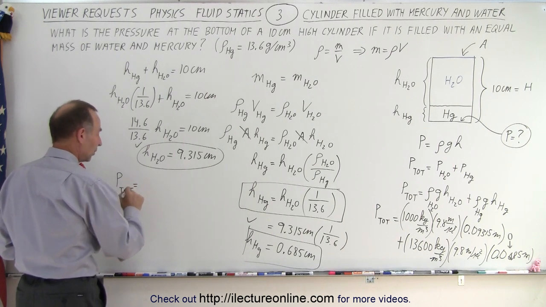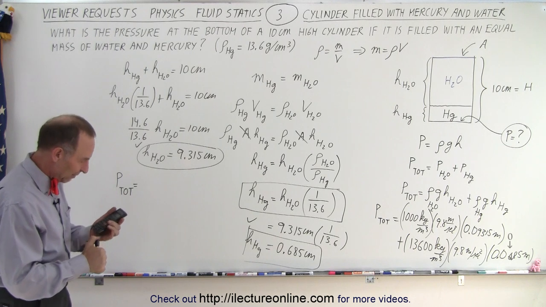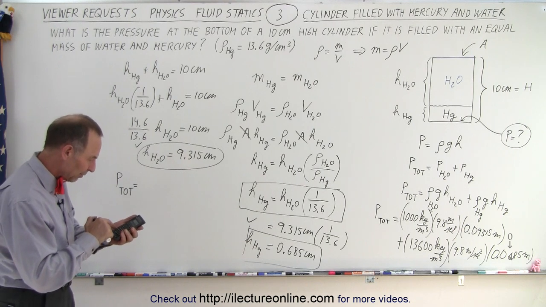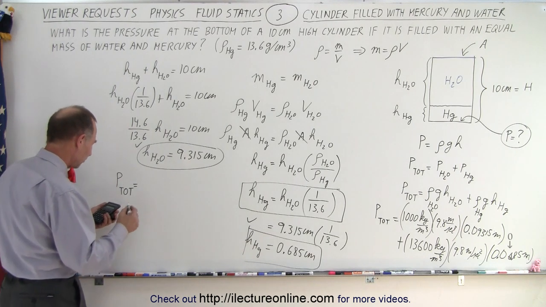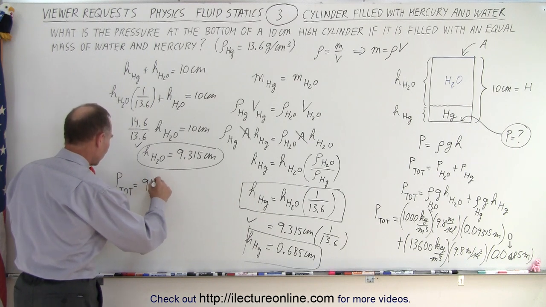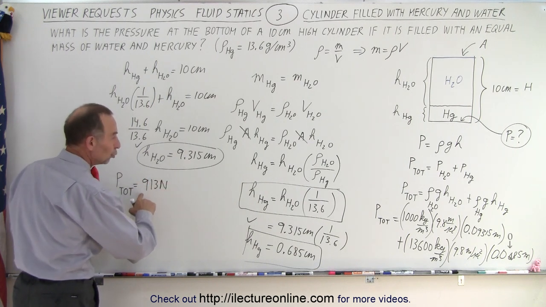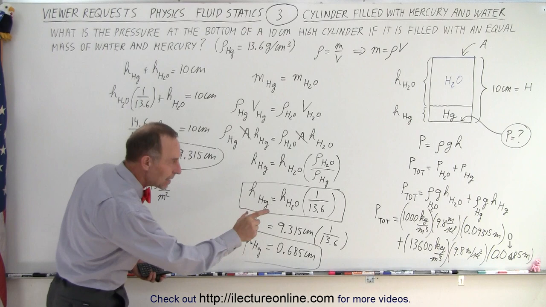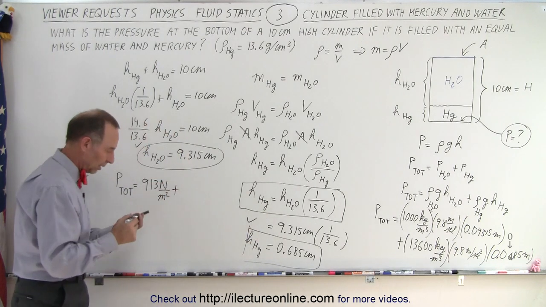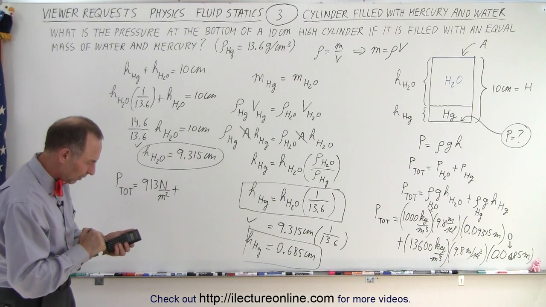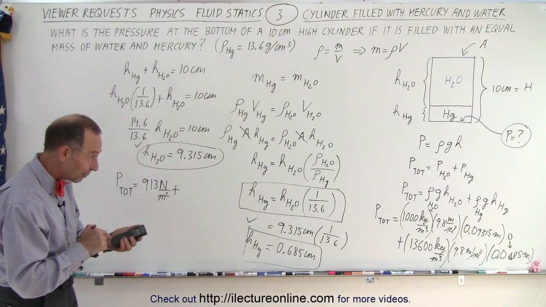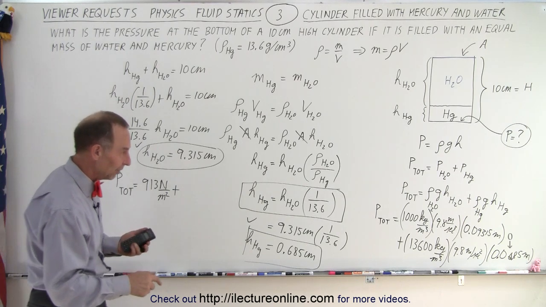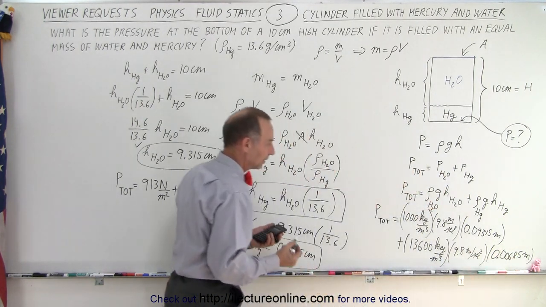So P total is equal to. So we have 9,800 times 0.09315 equals. So we have, rounded off, 913 newtons for the pressure, oh, newtons per square meter, of course, because it's pascals. So that would be the pressure caused by the water plus, and the second one, that would be 13,600 times 9.8 times 0.0. Am I missing a zero? Aha, I'm missing a zero. I need one more zero in there. There we go. One more zero.